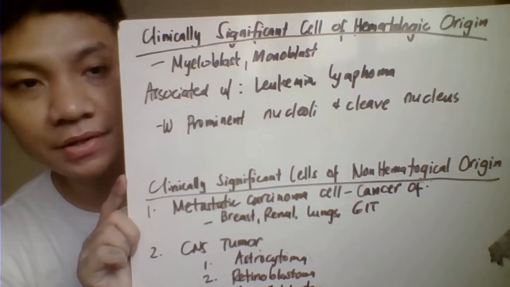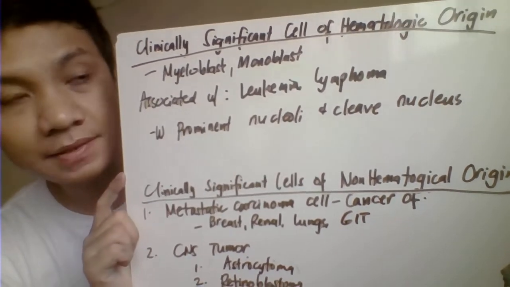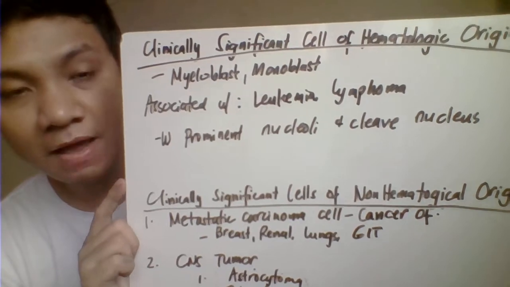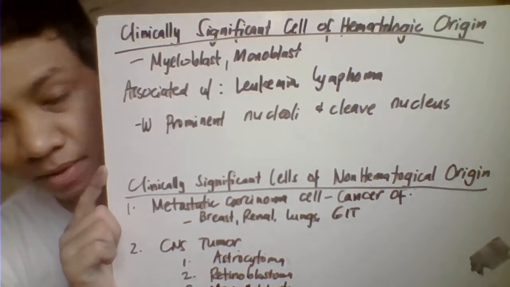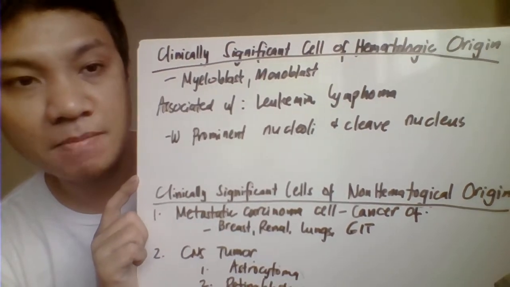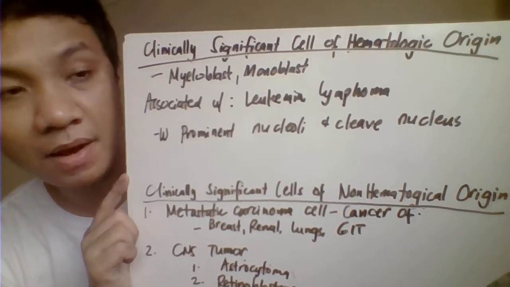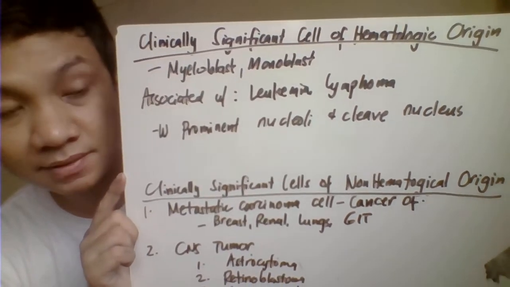Okay, then we have other cells that could be found in the CNS. We have clinically significant cells of hematologic origin. They basically arise from the bone marrow. These are related to leukemia and lymphoma. These are young cells in the form of myeloblasts. We also have monoblasts.